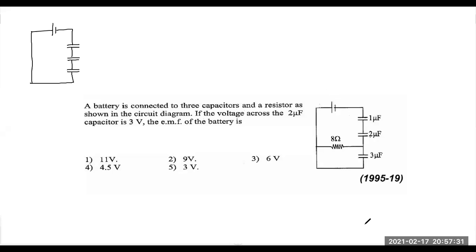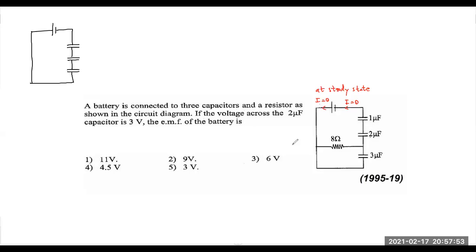Therefore, at steady state, that means once all the capacitors are charged, there is no current in the circuit. I is equal to 0. There's not going to be any current in the circuit. Because if current starts from the battery's positive terminal, it should end up at the negative terminal. It can't do that because there are fully charged capacitors here.